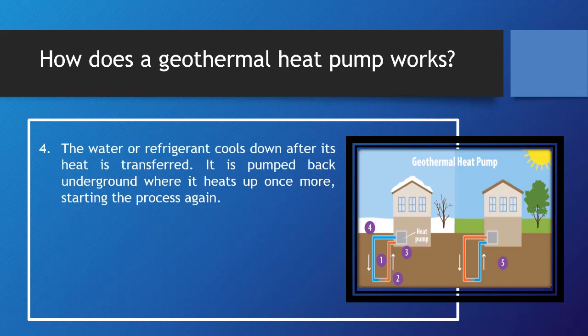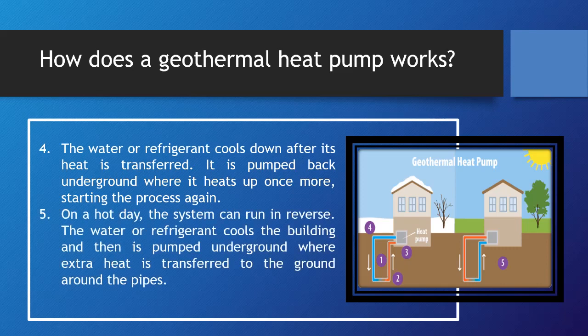Next step, the water or the refrigerant cools down after its heat is transferred. It is pumped back underground where it heats up once more and starts the process again. On a hot day, the system can run in reverse. Just like what I've been telling you a while ago, the water or refrigerant cools the building and then is pumped underground where extra heat is transferred to the ground around the pipes.